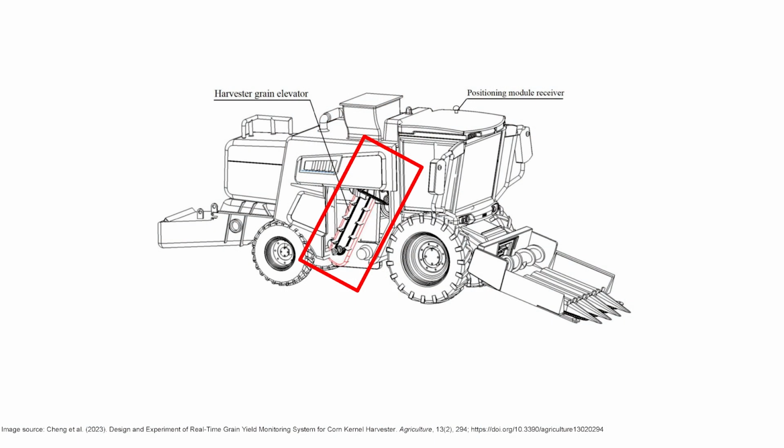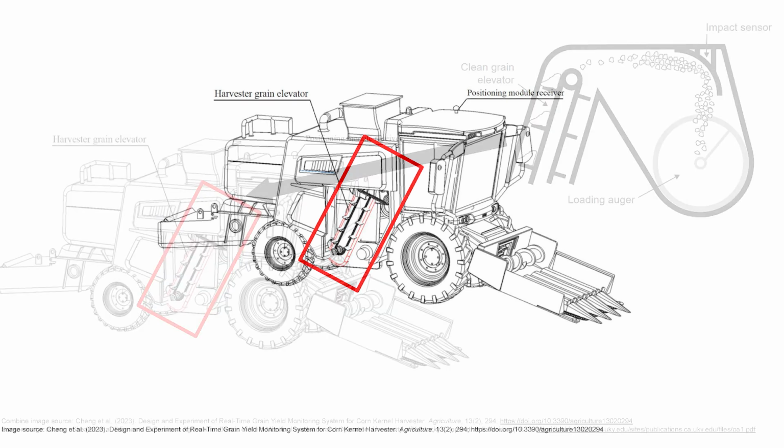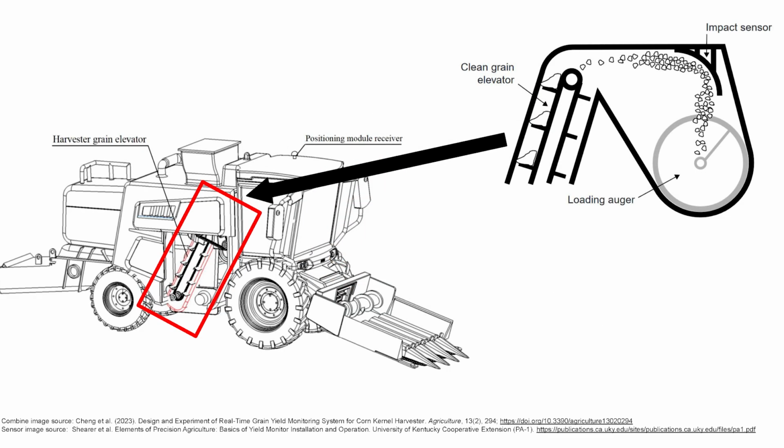And as that separation is happening, the combine continues to drive through the field. The beans get moved from the threshing components of the combine into a holding tank via the clean grain elevator. The yield monitor sits near the top of the clean grain elevator, and most yield monitors operate by sensing the force of the grain as it hits an impact sensor.